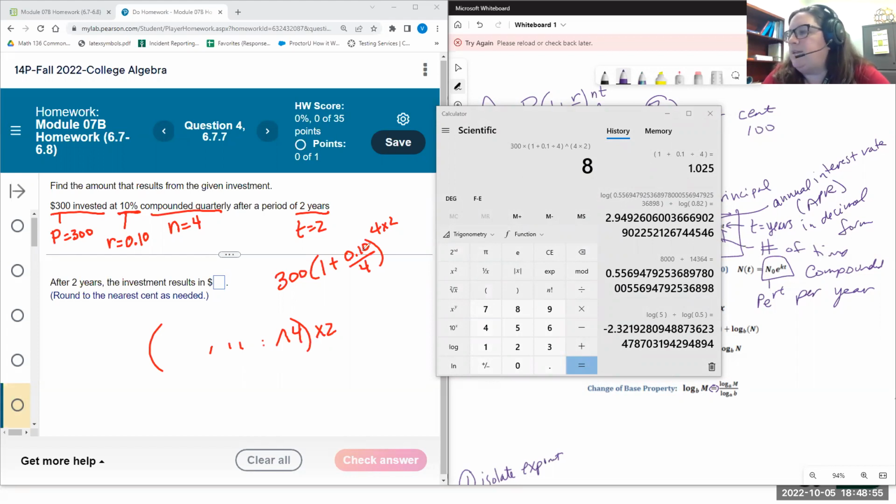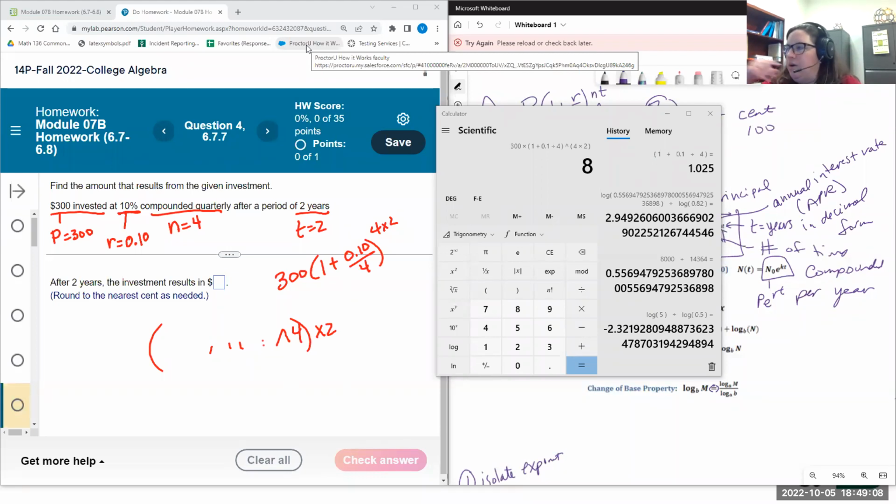You don't want to take the 0.10 divided by 4 and round. Now, in this case, you wouldn't really have to round, but if it was 0.10 divided by 3 or something, and then you round it, you don't want to do any rounding along the way. So you just want to really do it all at once.